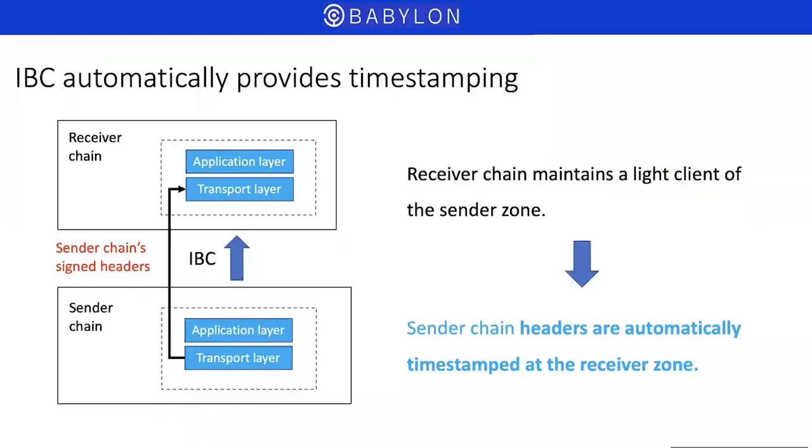But that's effectively the same as putting the timestamps on the headers of the sender chain at the receiver zone. So having an IBC with a light client is already automatically providing the timestamping for you on the receiver chain. Okay, so what does that mean for us? So are you sort of saying the receiver chain is always online?